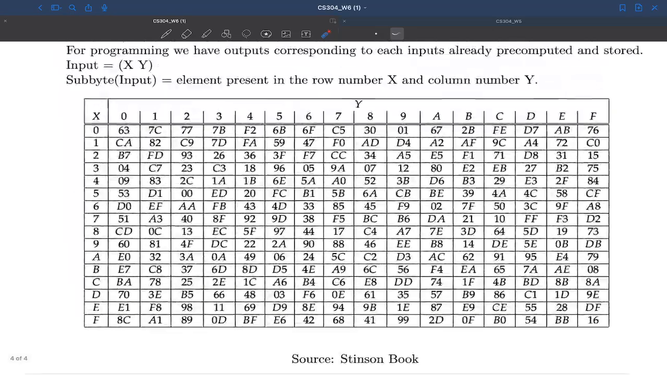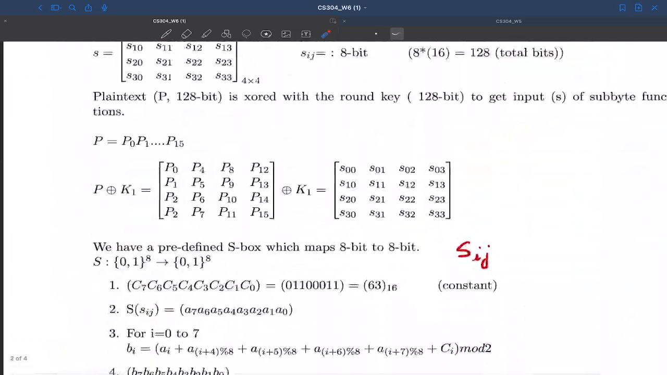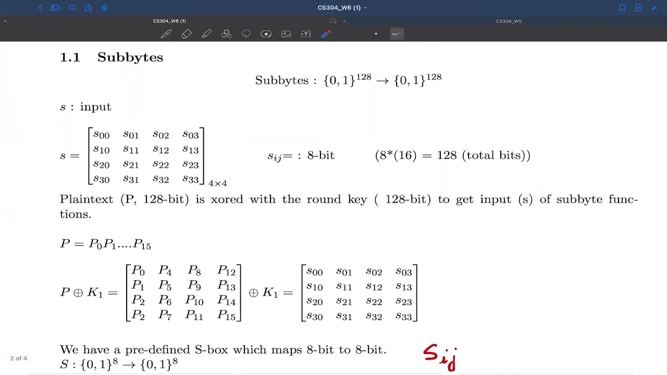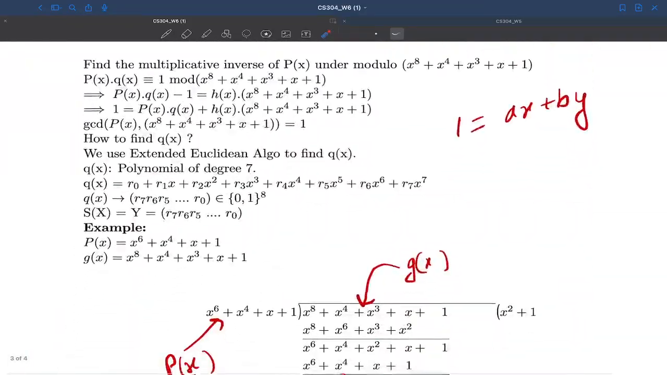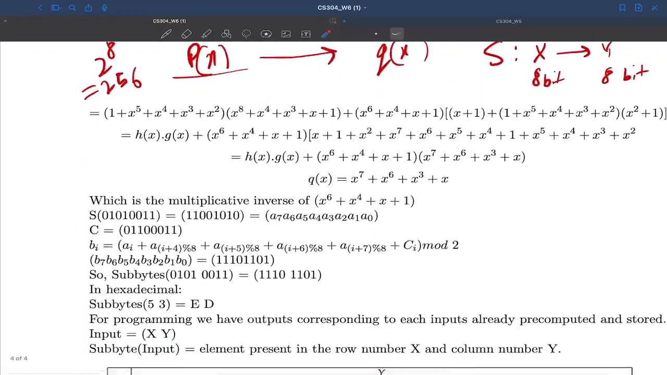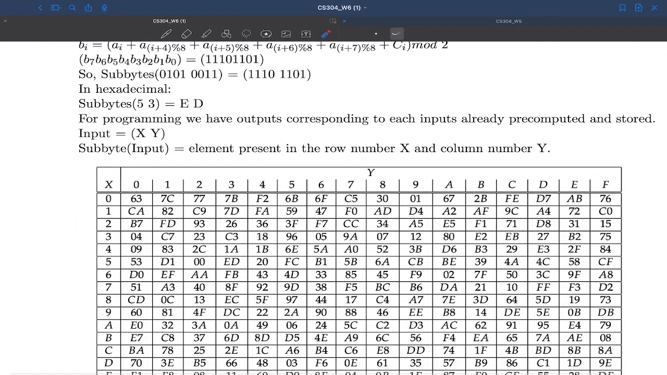So this was all about sub-byte. I tried my best to explain sub-byte, but if you still have any doubt or any query regarding sub-byte, you can ask me in the comment section.